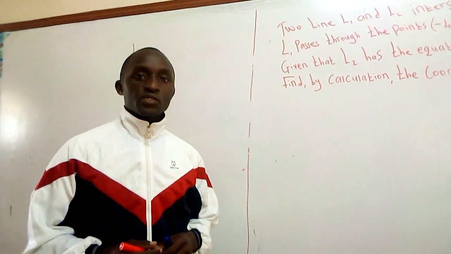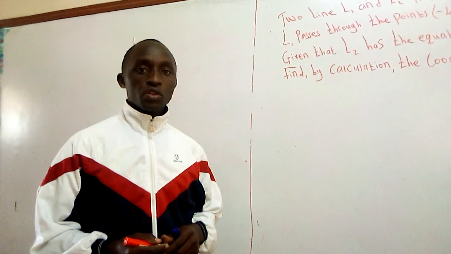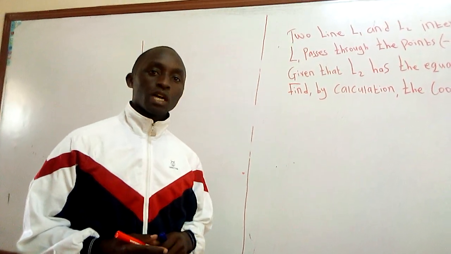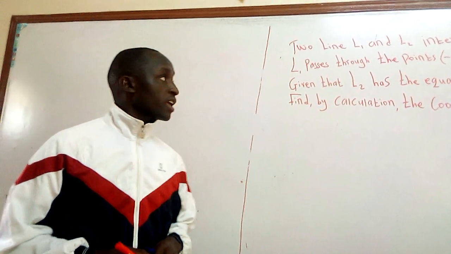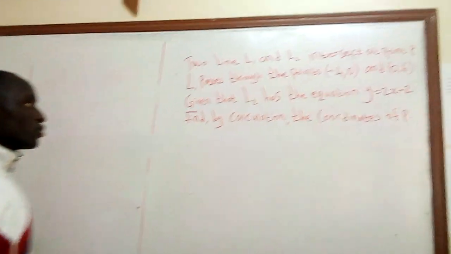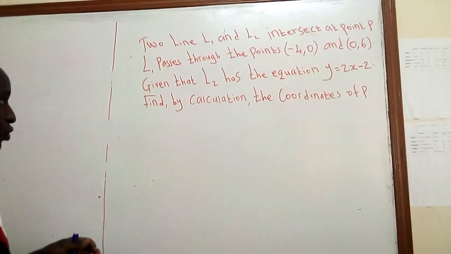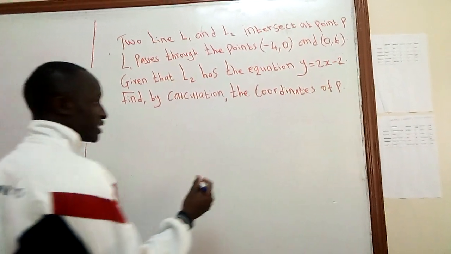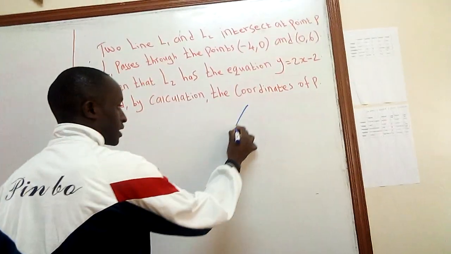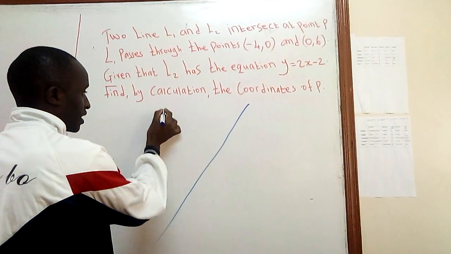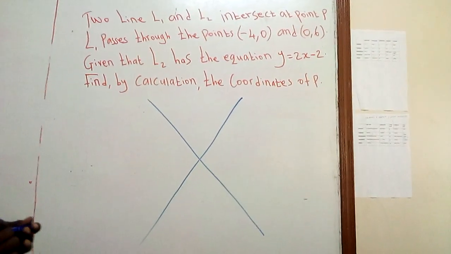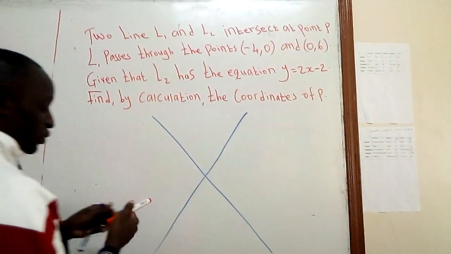Hello learners, today I'll be taking you through a question on an equation of a straight line, which is very examinable when it comes to the final examination. The question is saying two lines L1 and L2 intersect at point P. We are having this line and we are having this line. Then we are told that they are intersecting at point P.